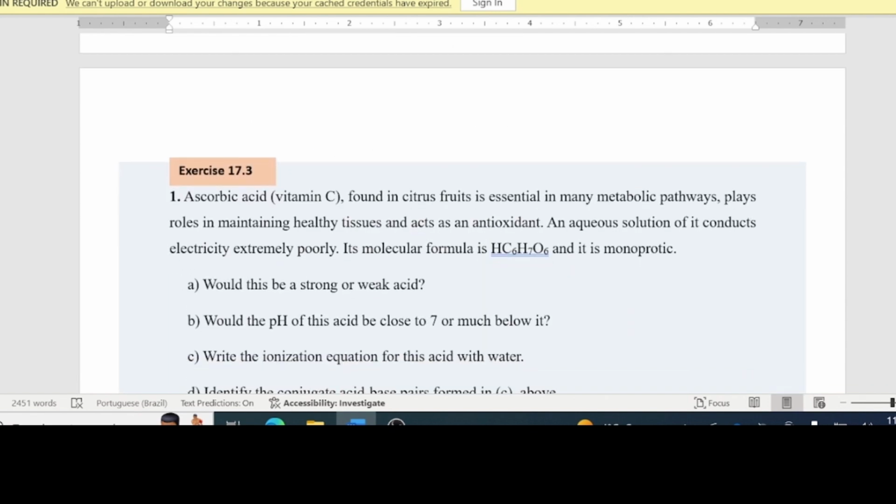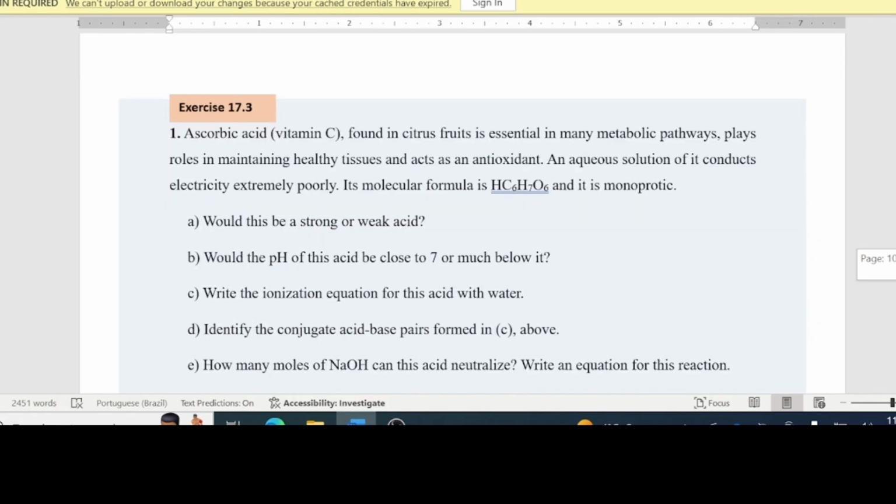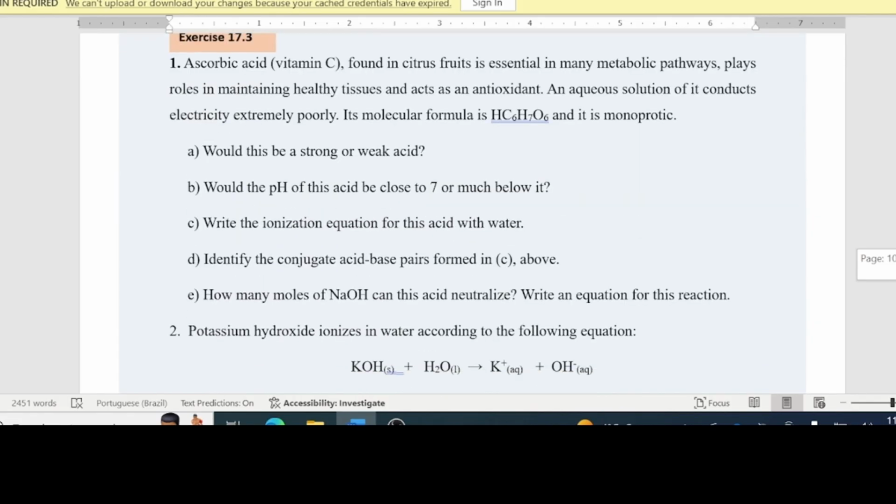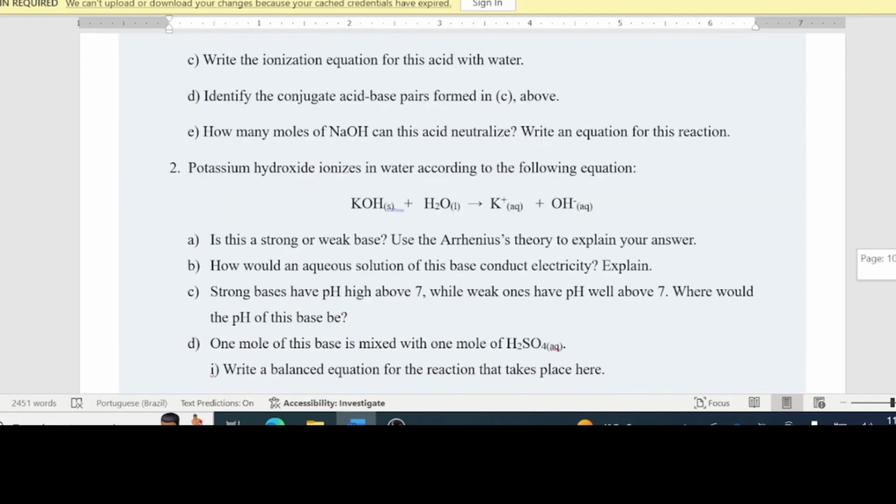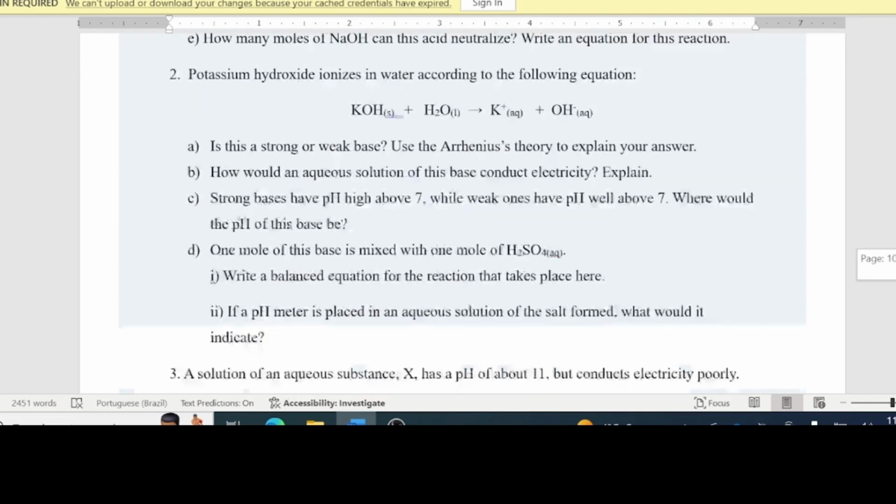And here you have some nice questions for you to practice your skills based on what you've learned. These are repeated in your solutions manual. The answers are there, and explanations of the answers are there.